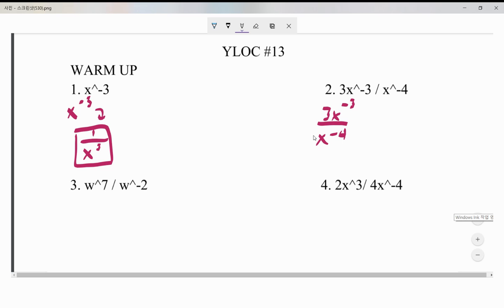Let's go to number 2. 3x^-3 times x^-4. We can subtract the exponents, which gives x^-1. So 3x^-1. You can't have a negative exponent, so we will flip it over, which means it will be x over 3.